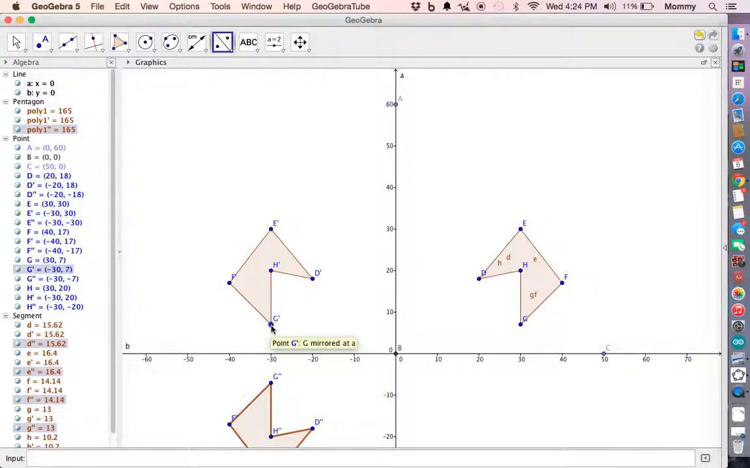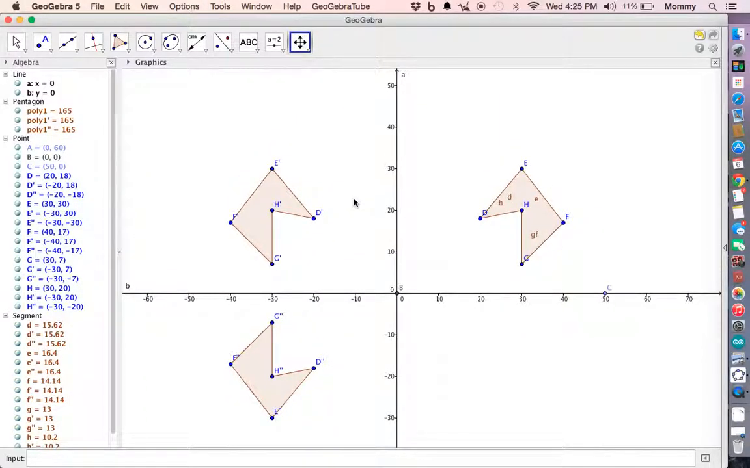Now we notice that G, the position of negative 30 is still the same, but notice we go from 7 to negative 7. E point goes from 30 to negative 30. So now we're just changing the coordinate on that second part of the coordinate.